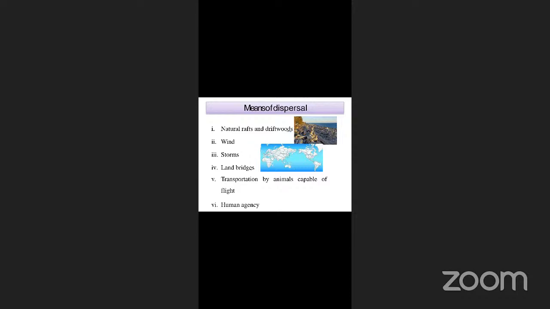region. Then wind. Then storms. During storms also, they might have migrated to some other region. Then land bridges, if there is any bridge through which they can pass. Then transportation by animals capable of flight, that means with the birds, they might have carried some insects or something and transported them. Or human agency, means through human beings. Human beings purposefully transport animals from one region to another region.